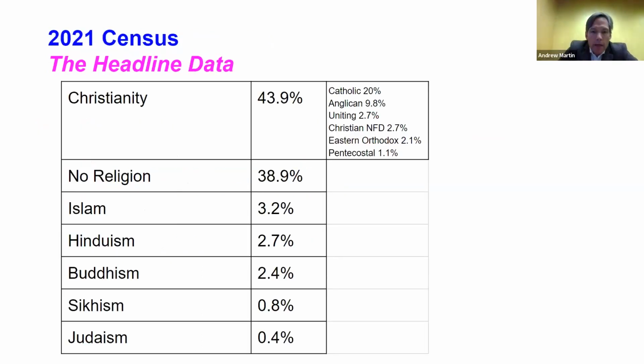All right, so here are the key things which you should probably try and memorize. Here are your stats. Christianity, last census, 2021 census, you can call it 44%, and if you want to be super accurate, 43.9%. No religion, you can call it 39%, again, super accurate, 38.9%. Islam 3.2, Hinduism 2.7, Buddhism 2.4, Sikhism 0.8, Judaism steady at 0.4. You can see there the sections within Christianity of Catholicism, Anglican nearly 10, Uniting diminishing to under 3, Christianity not further defined growing to 2.7, Eastern Orthodox strong, and Pentecostal steady.